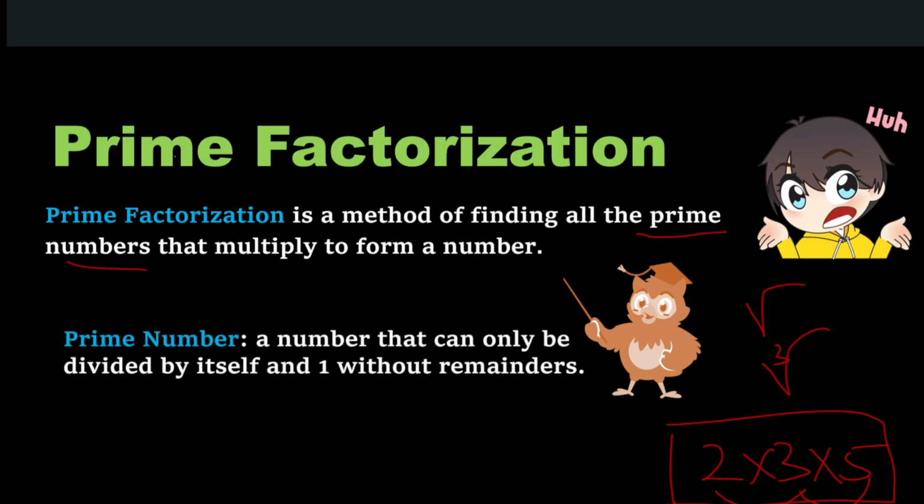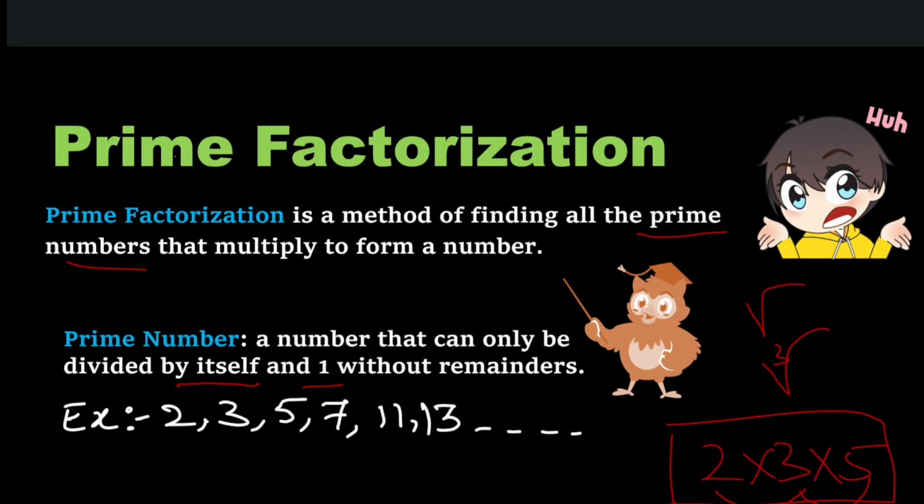First, let's know what prime numbers are. Prime numbers are numbers that can only be divided by itself or 1 without remainders. These numbers are multiplied by itself. For example, 2, 3, 5, 7, 11, 13. These are all known as prime numbers. They can be multiplied with their tables or one's table.